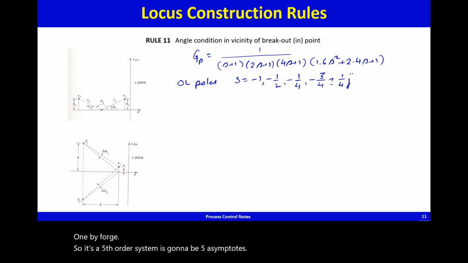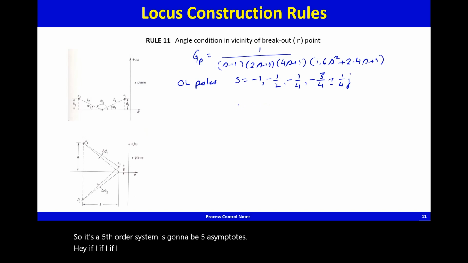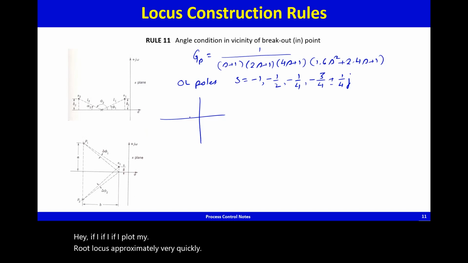Now if I plot my root locus approximately very quickly, this is minus 1 by 4, this is minus half, this is minus 1, and this is minus 3 by 4. These are my two complex poles. Obviously the root locus exists here, and so there's going to be a breakout point. The question is, where is that breakout point going to be?